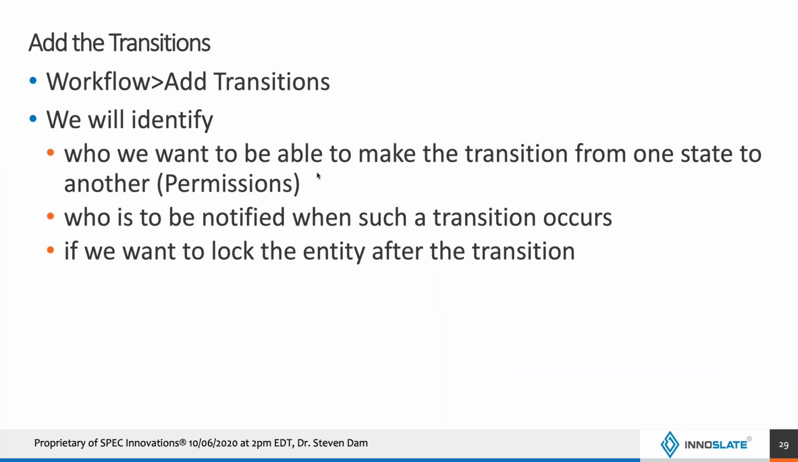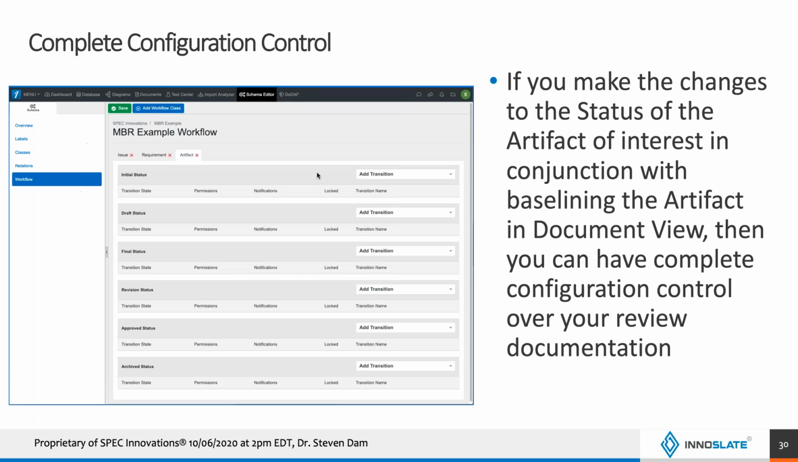And then of course add the workflow transitions. You know, who do you want to go to next? Maybe there are different levels of reviewers and things like that, different groups of reviewers you want. So give them those permissions as you need to, and notify them of the transition, and of course lock it afterwards if need be. And of course, to complete the configuration control is that workflow process itself. And again, I just showed you an example here of using it as an artifact.